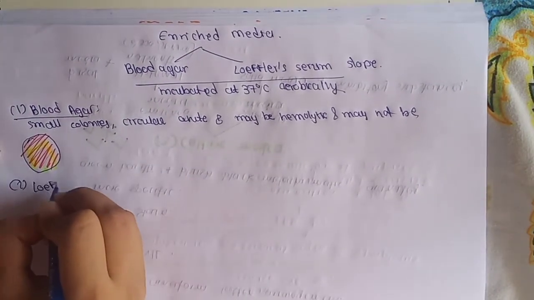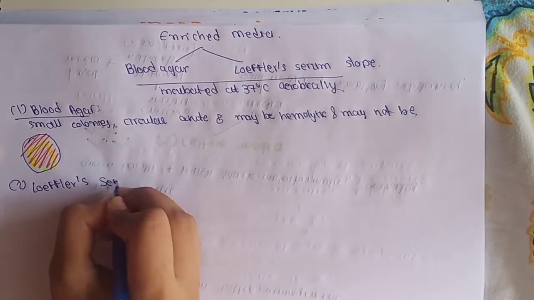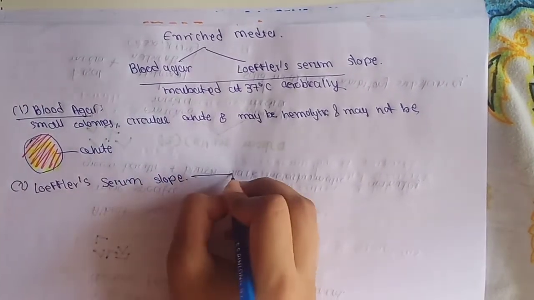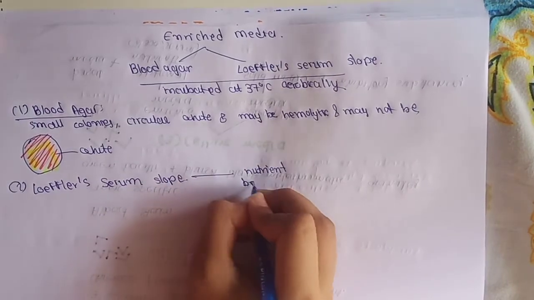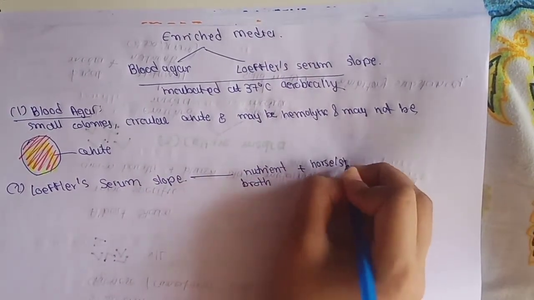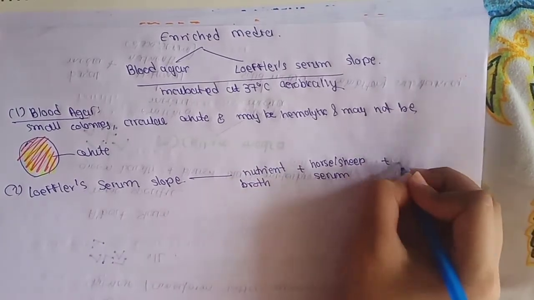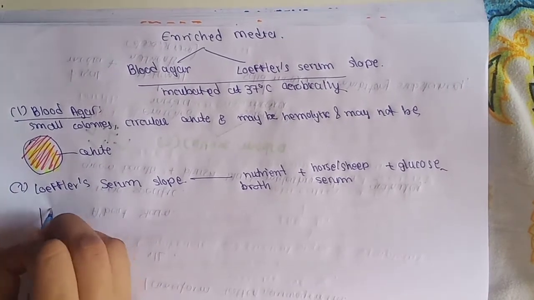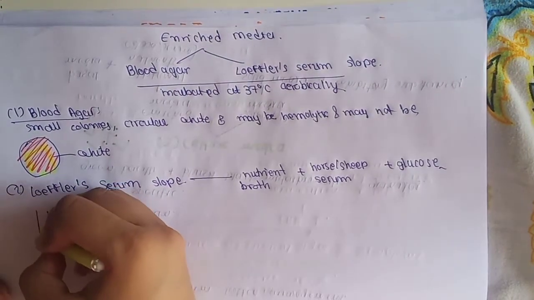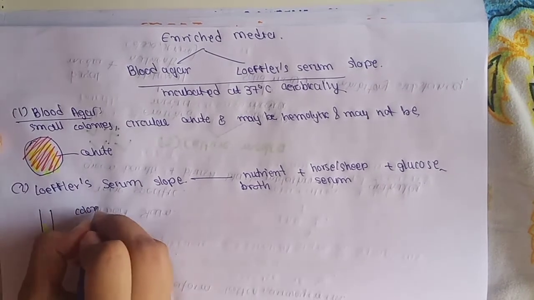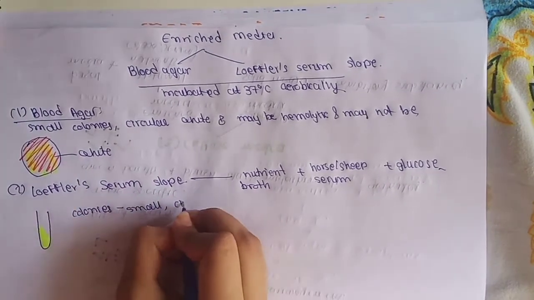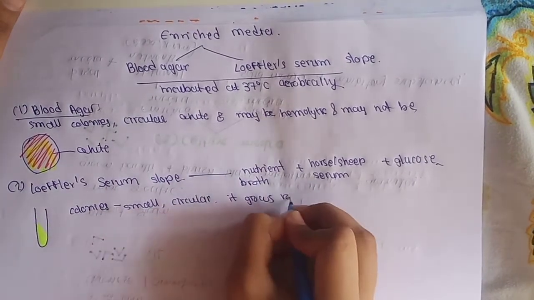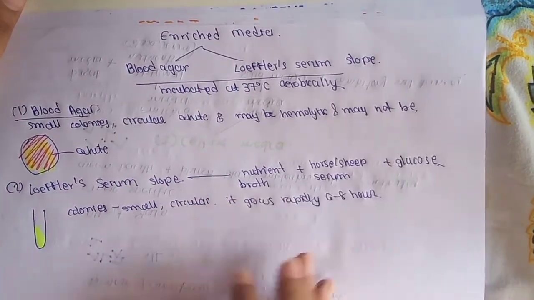Now second is Loeffler's serum slope, and it is composed of nutrient broth and horse or sheep serum plus glucose, and it will look something like this, yellow colored. The colonies of diphtheriae are small, circular, glistening, and white. They grow rapidly, like in 6 to 8 hours.